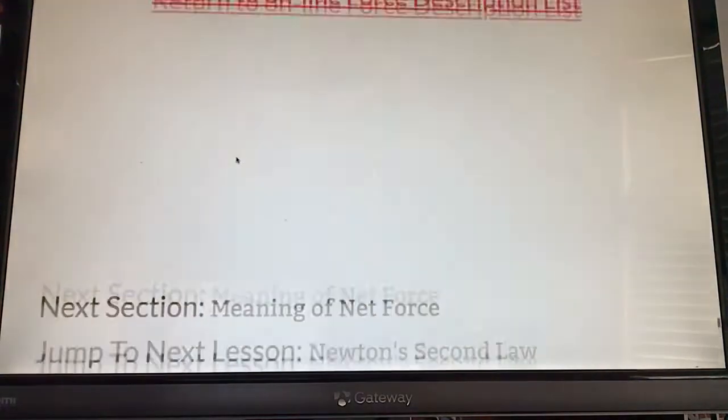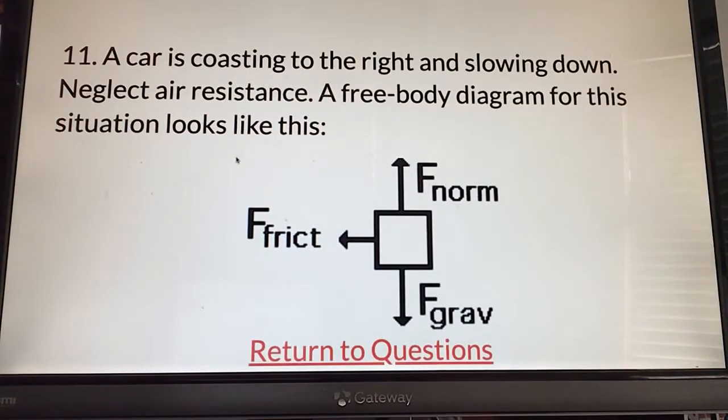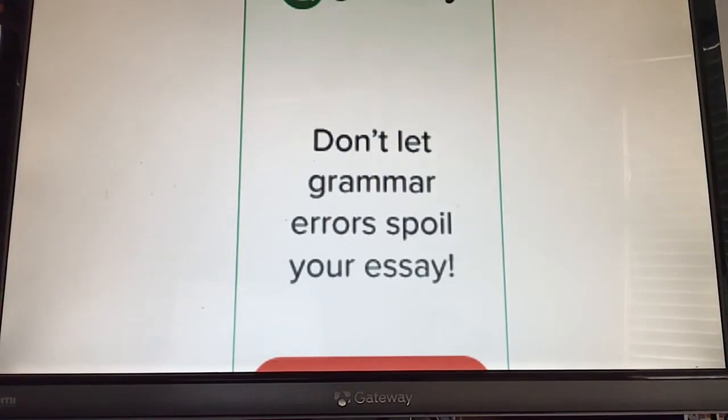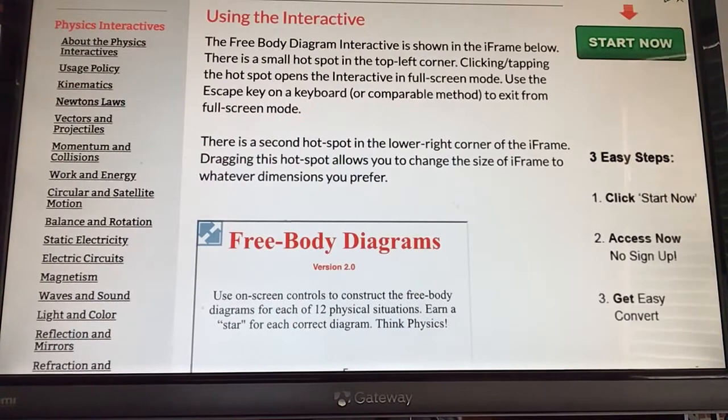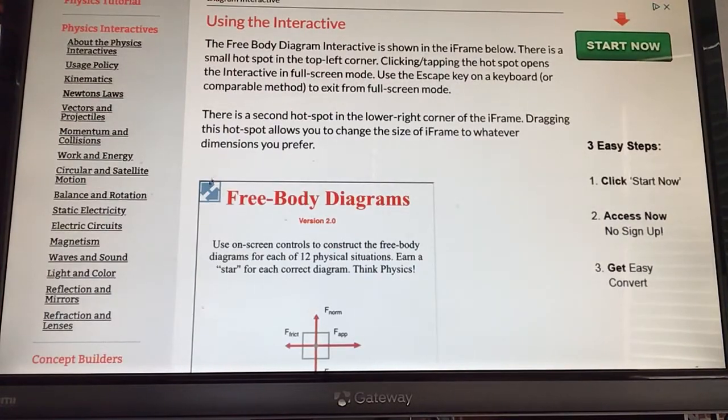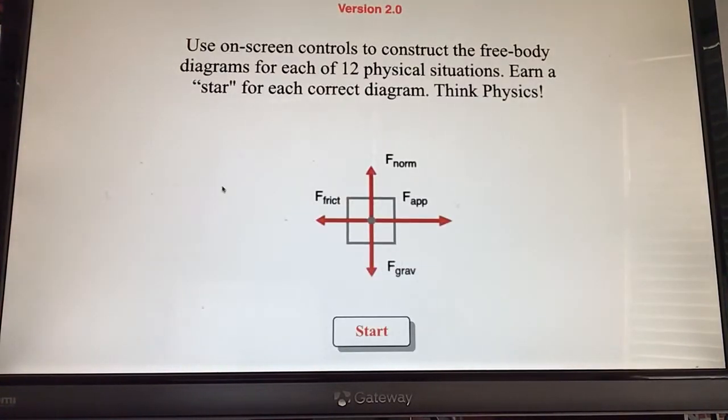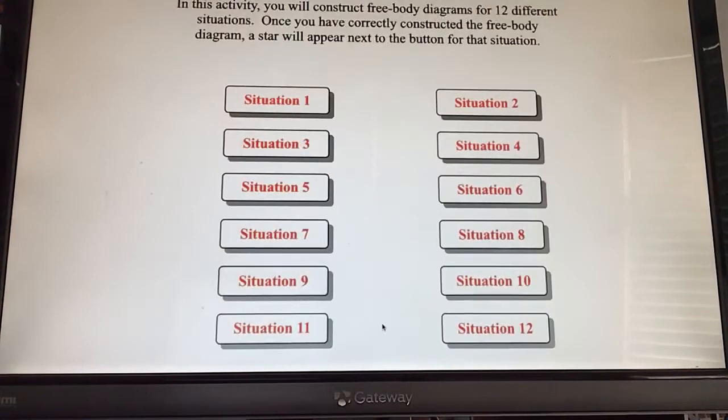And that was it. I thought we had 12, just 11. All right, let's take a look at this interactive. If you're struggling with it, you have a chance to do it till you get enough stars that you're required to do. Open it up. Let's go through this again. I'll show you how to do this, and then I'll cut you loose.